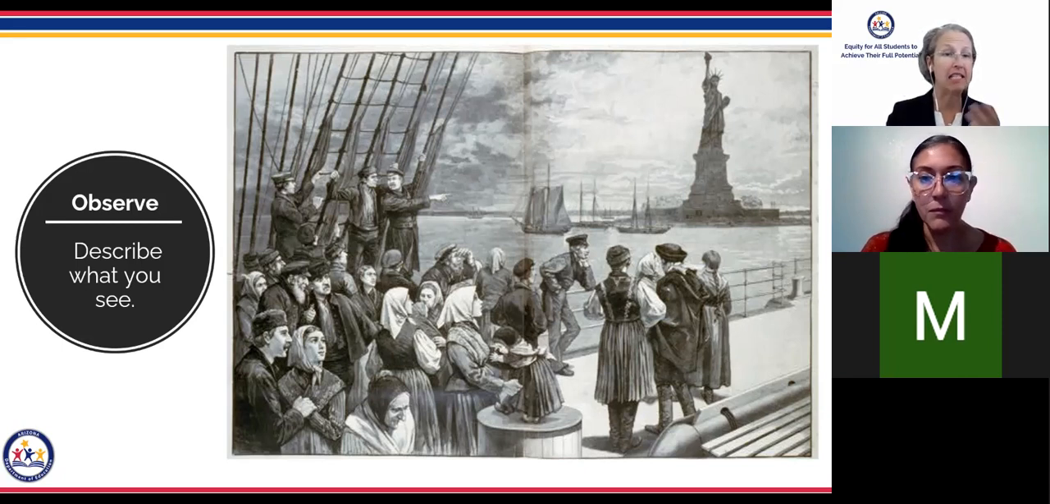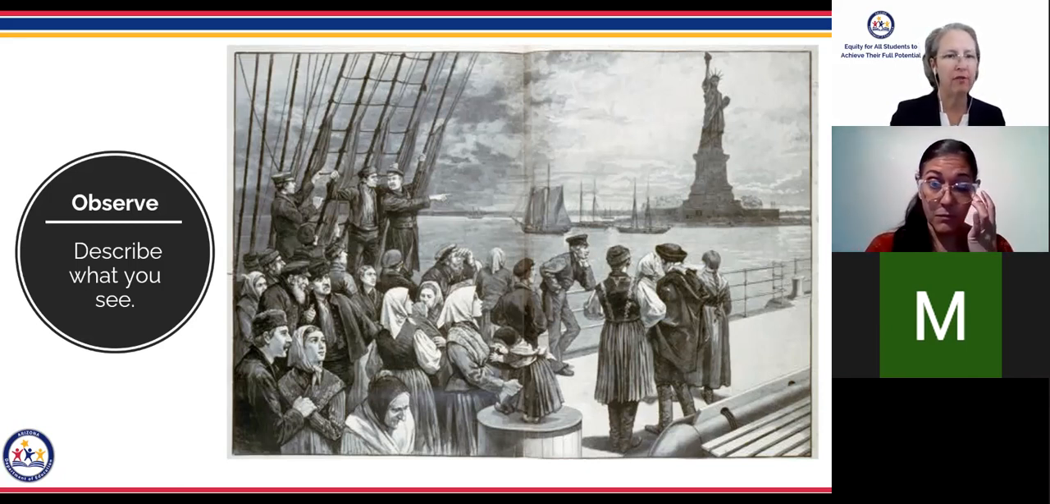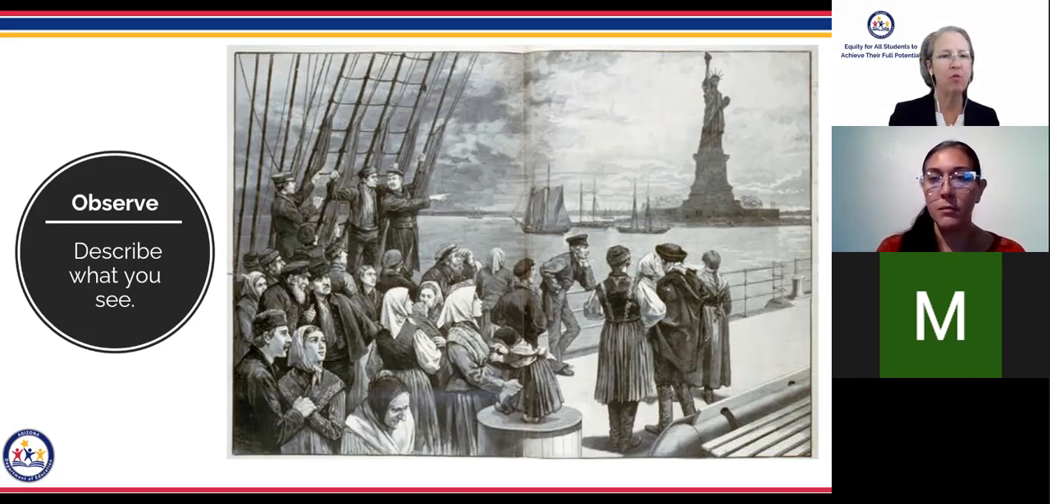Maybe you might say it's the different kinds of clothes. They're looking at the Statue of Liberty. Joyfulness, they're by the water, lots of hats, different types of people, babies, ships. Perfect, right? So that's exactly what you want to do. You want to take that and just ask, what do you see?